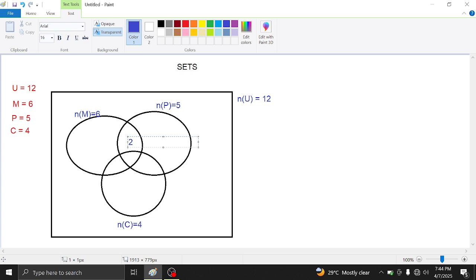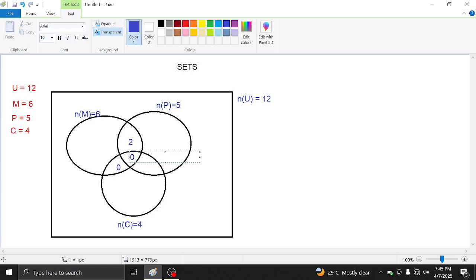And the question again says, but no one teaches both mathematics and chemistry. So meaning mathematics intersection chemistry will be 0. And since no one is teaching mathematics and chemistry, no one will teach mathematics and at the same time teach chemistry and at the same time teach physics. So the number of mathematics intersection physics intersection chemistry is going to be 0.